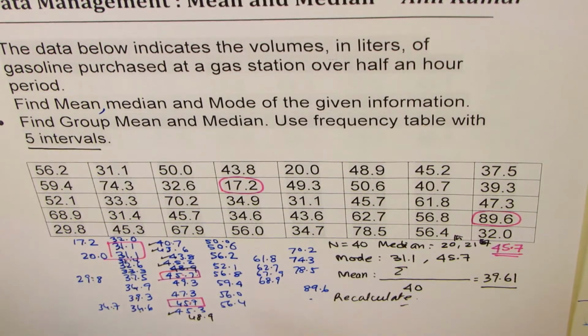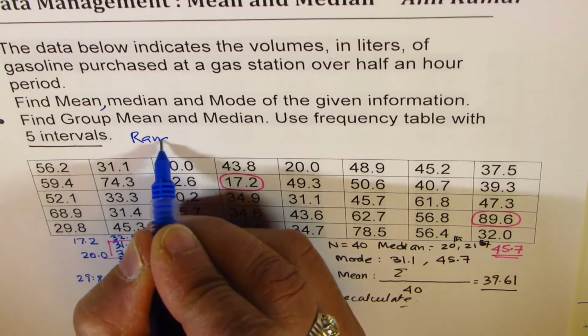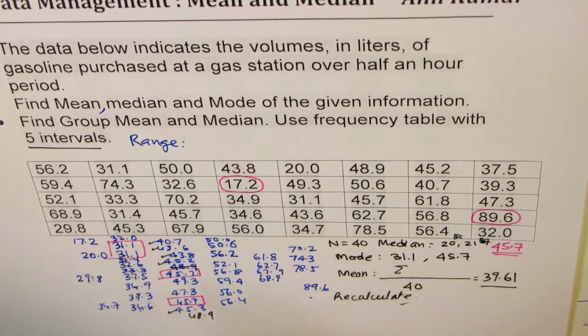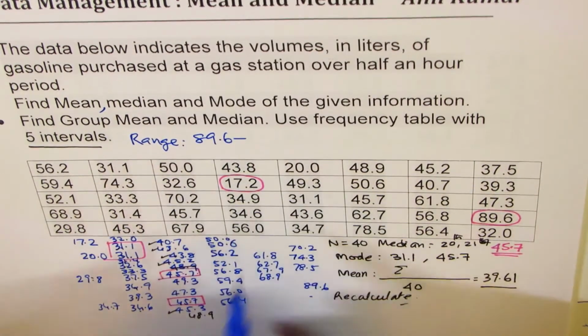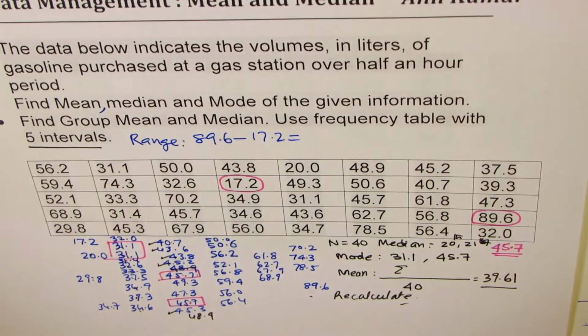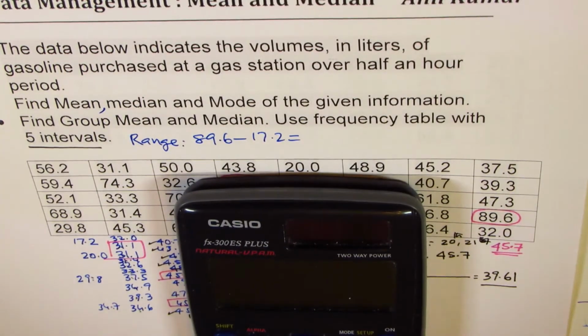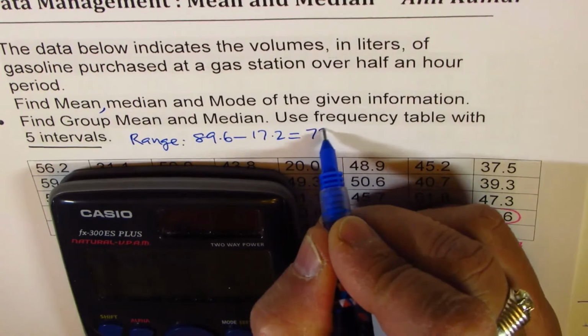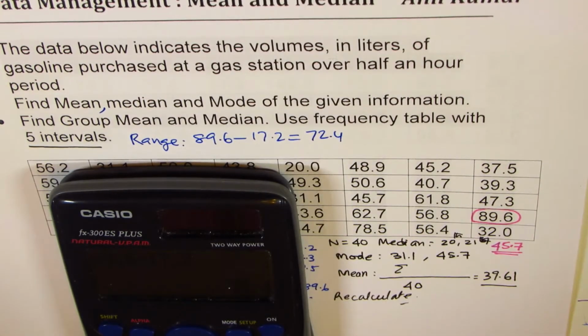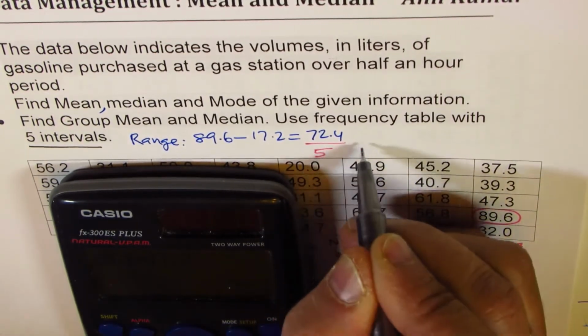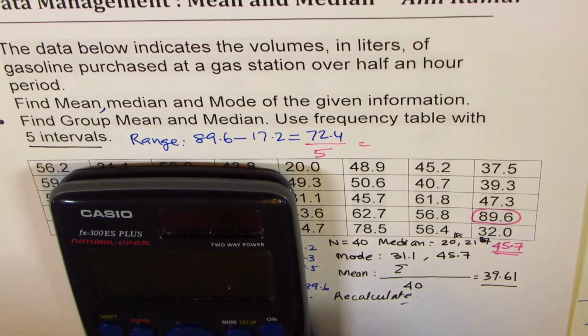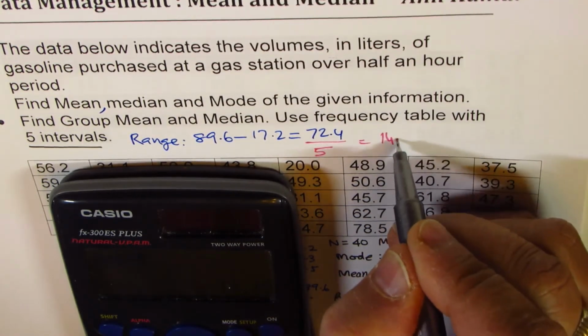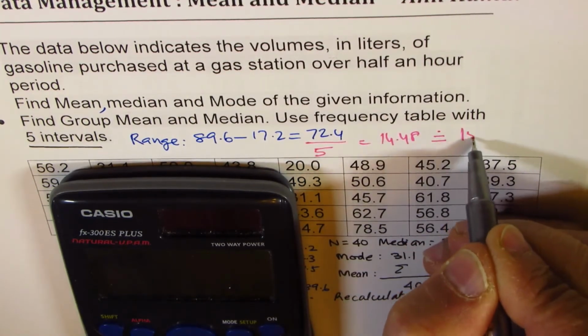So 5 intervals really means we are looking for range first. Now range in this case is maximum minus minimum, which is 89.6 take away 17.2. Let's figure out how much is this. It is 72.4 in decimals. So that is the range. Now to get 5 intervals, I'll divide this number by 5. If I divide this by 5, I get in decimals 14.48. So the interval is 15 for us.